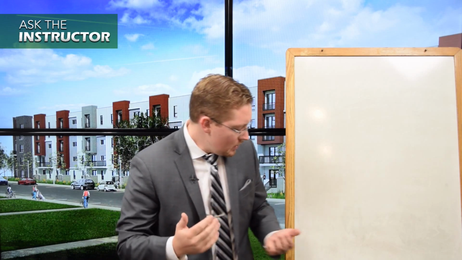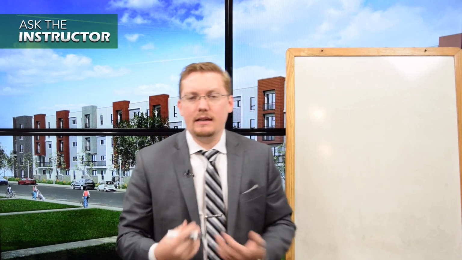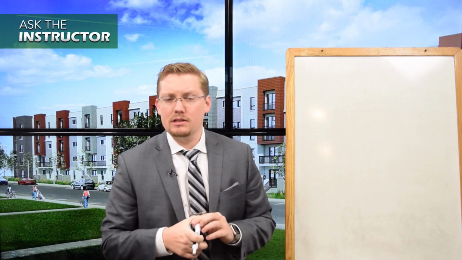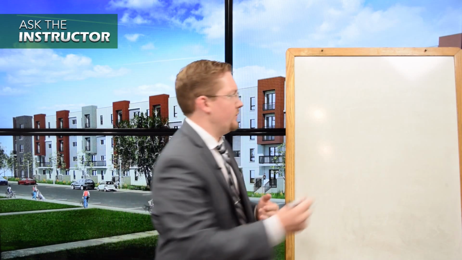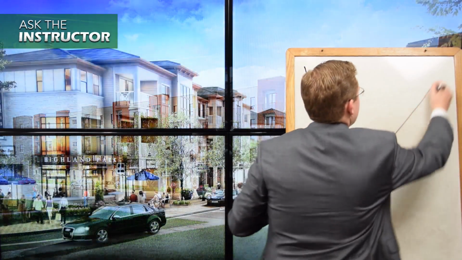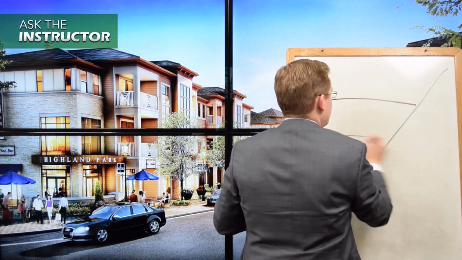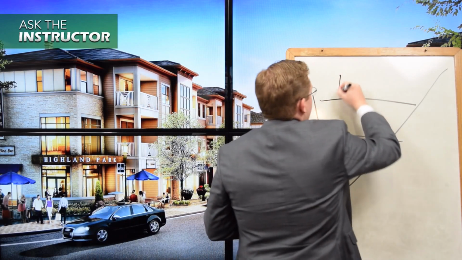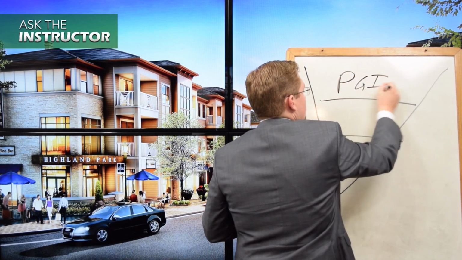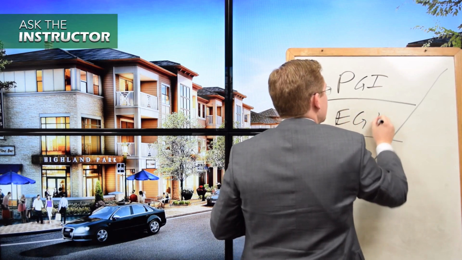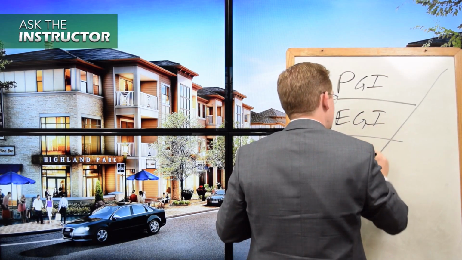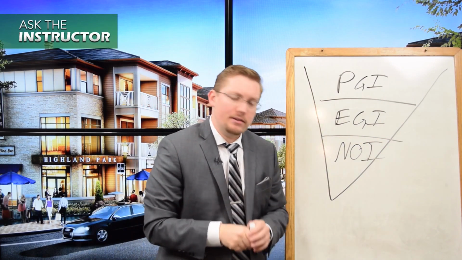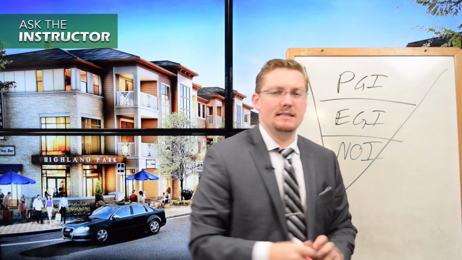So really, we're going to look at the key things you'd be pulling out of a deal to start to figure out what this is. And the key thing you want to remember is we have this funnel. This funnel is basically going to represent your PGI, your EGI, and your NOI. And now these three different numbers tell you three very different distinct pieces of information.